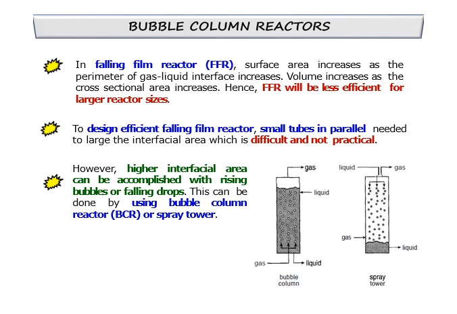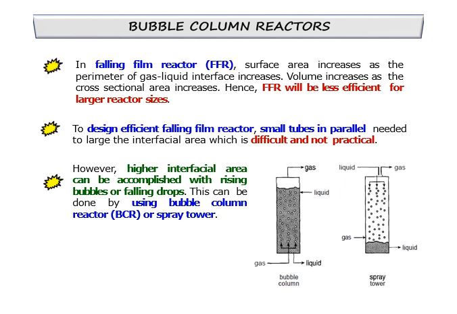Falling film reactor has a drawback in which surface area increases when the perimeter of the gas liquid interface increases. Volume also increases as the cross-sectional area increases. So when the reactor has a large size, the efficiency of the falling film reactor will be less.